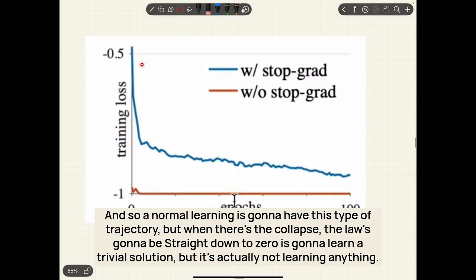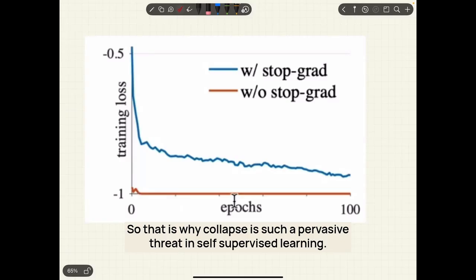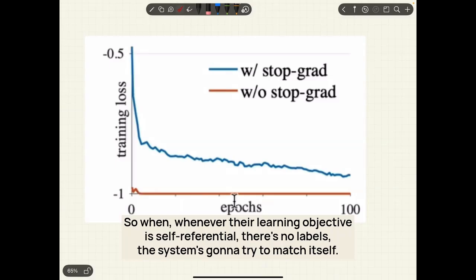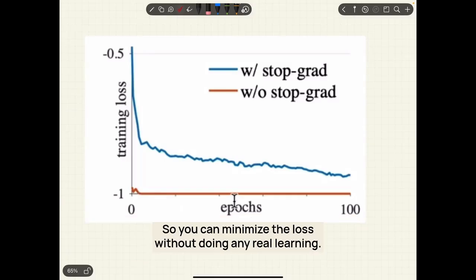A normal learning run is going to have this type of trajectory, but when there's a collapse, the loss is going to go straight down to zero. It's going to learn a trivial solution, but it's actually not learning anything. So that is why collapse is such a pervasive threat in self-supervised learning. Whenever the learning objective is self-referential and there are no labels, the system is going to try to match itself, so you can minimize the loss without doing any real learning.